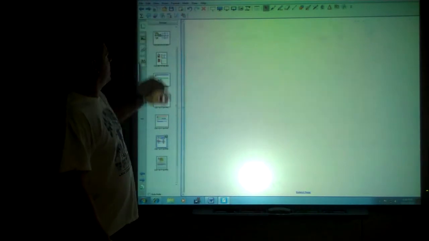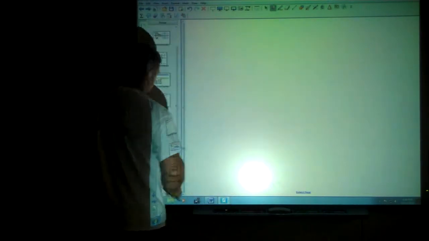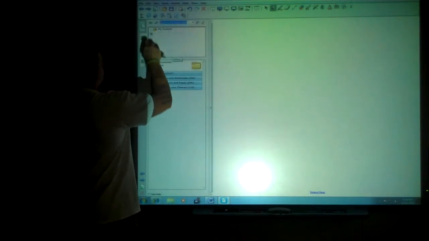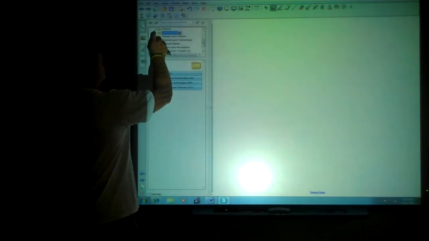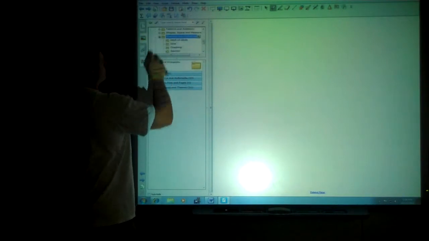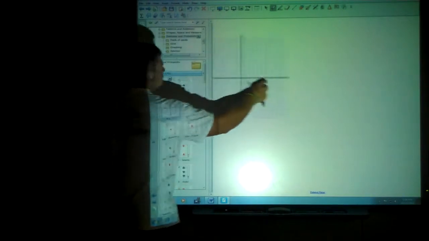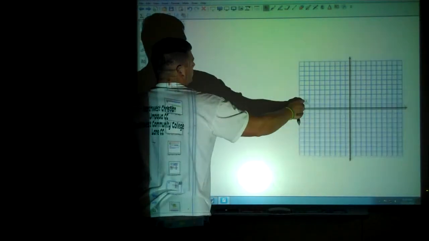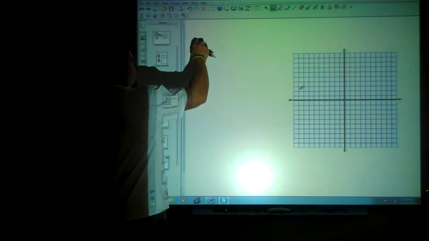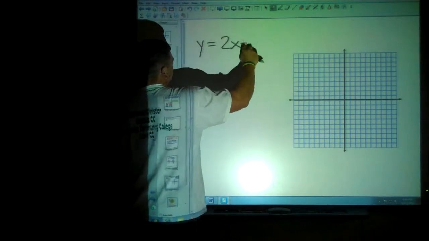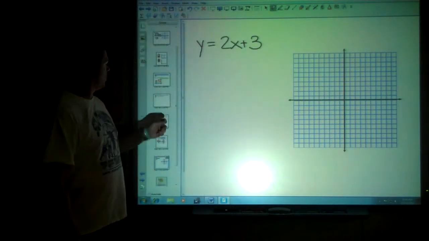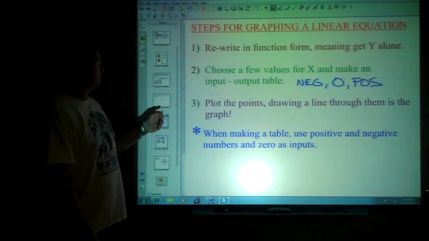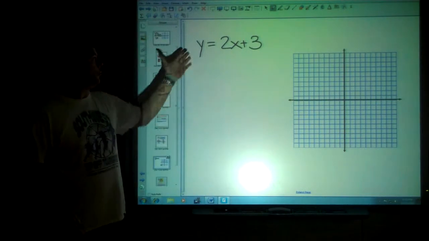All right? Now, if we look quickly at the idea, I'll pull out a piece of graph paper so I can graph it. Let's say we had y equals 2x plus 3. Now, according to our steps, step number 1, rewrite it so it's in function form to get y alone. That's really already done. Y is alone.